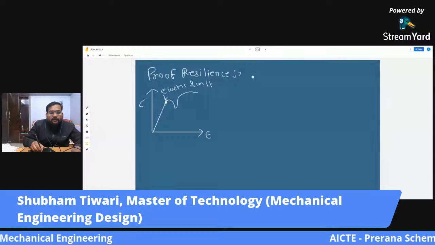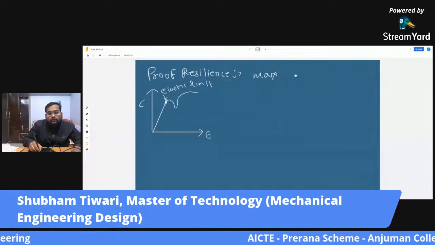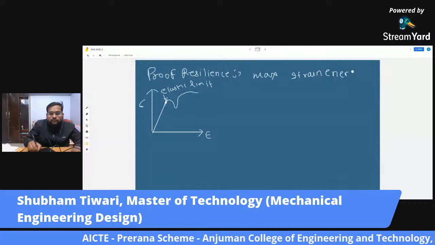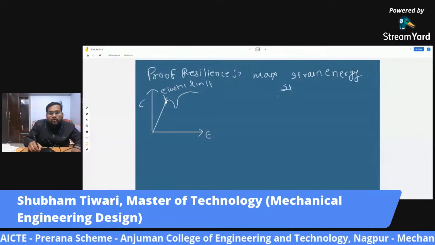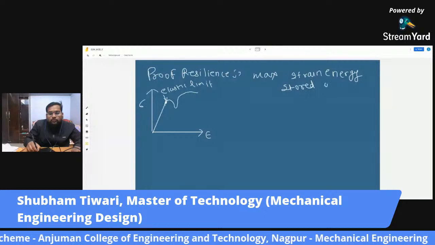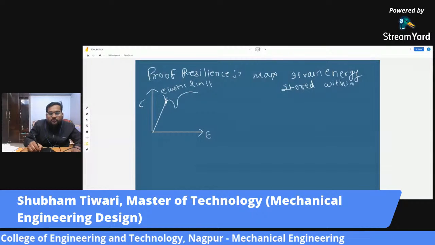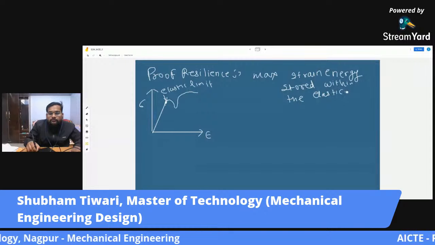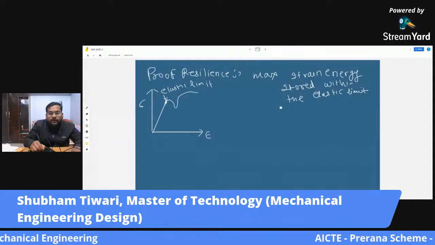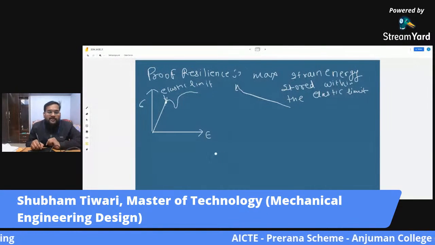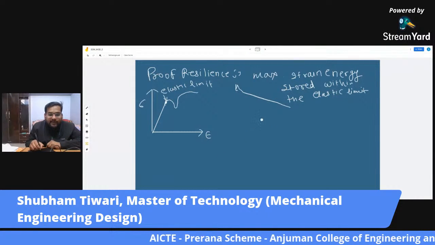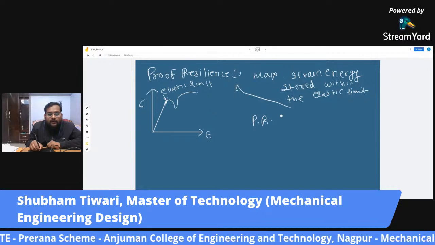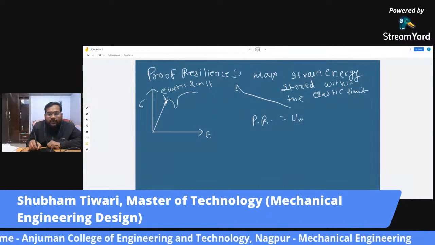and the maximum strain energy stored within the elastic limit is known as proof resilience. So the proof resilience, I will write it PR, is equal to maximum strain energy.